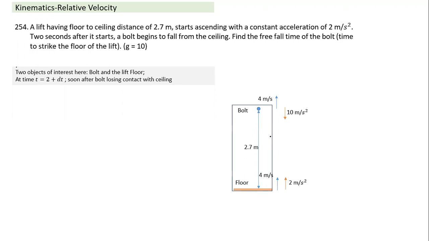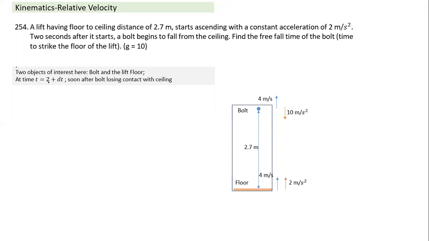This is what the figure would look like at a time little after 2 seconds. The bolt has become loose, and this distance is close to 0. So until 2 seconds, the entire lift as well as the bolt have acquired a velocity of 4 meters per second. The bolt also had a velocity of 4 meters per second at this time, and the floor also has a velocity of 4 meters per second.